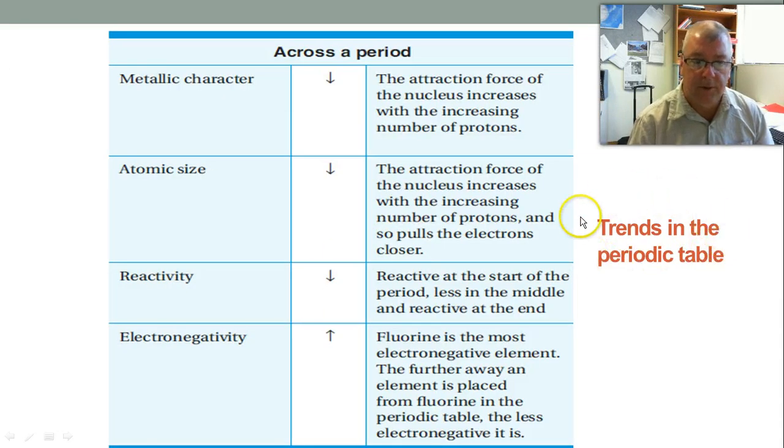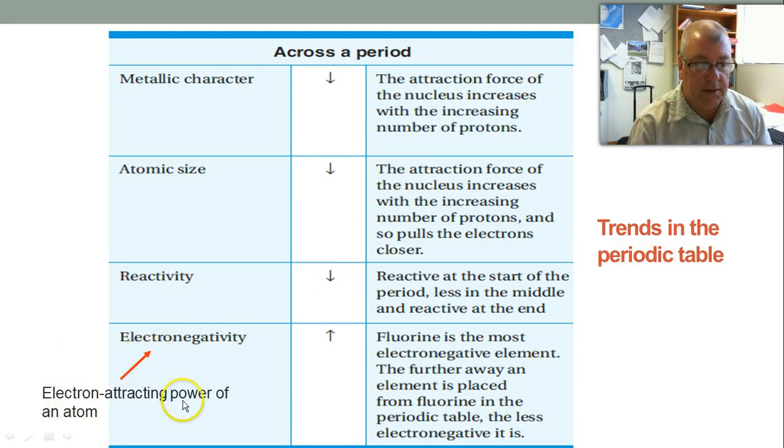Now, the trends. The reason chemists put elements in the periodic table is that it's a useful way to look at trends and various other things. So if we look at going across the period, so across a horizontal line, the metallic character decreases, the atomic size decreases, the reactivity decreases, and the electronegativity, which is the ability to attract electrons, increases. And this is the explanation. Basically, it's because there's more protons in the nucleus, and therefore it's pulling things in. So you can pause and have a read of that just to reaffirm that.